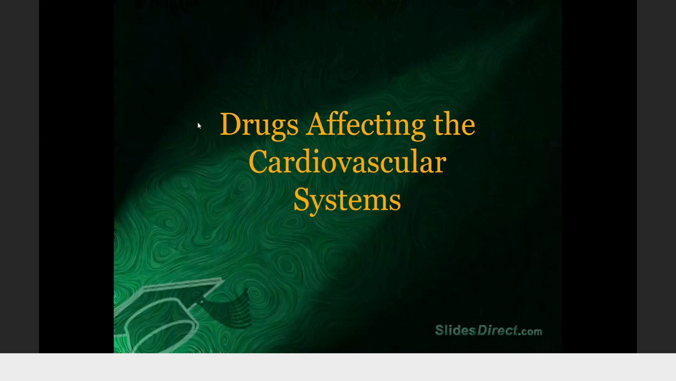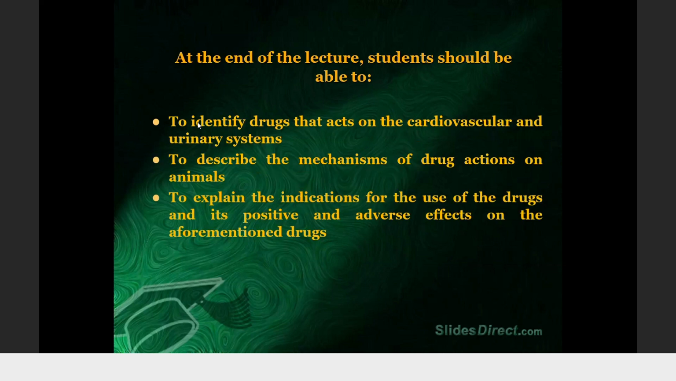Drugs affecting the cardiovascular system. At the end of the lecture, students should be able to identify drugs that act on the cardiovascular and also the urinary system, to describe the mechanisms of drug actions on animals, and to explain the indications for the use of the drugs and their positive and adverse effects. This is the learning outcome for this lecture.